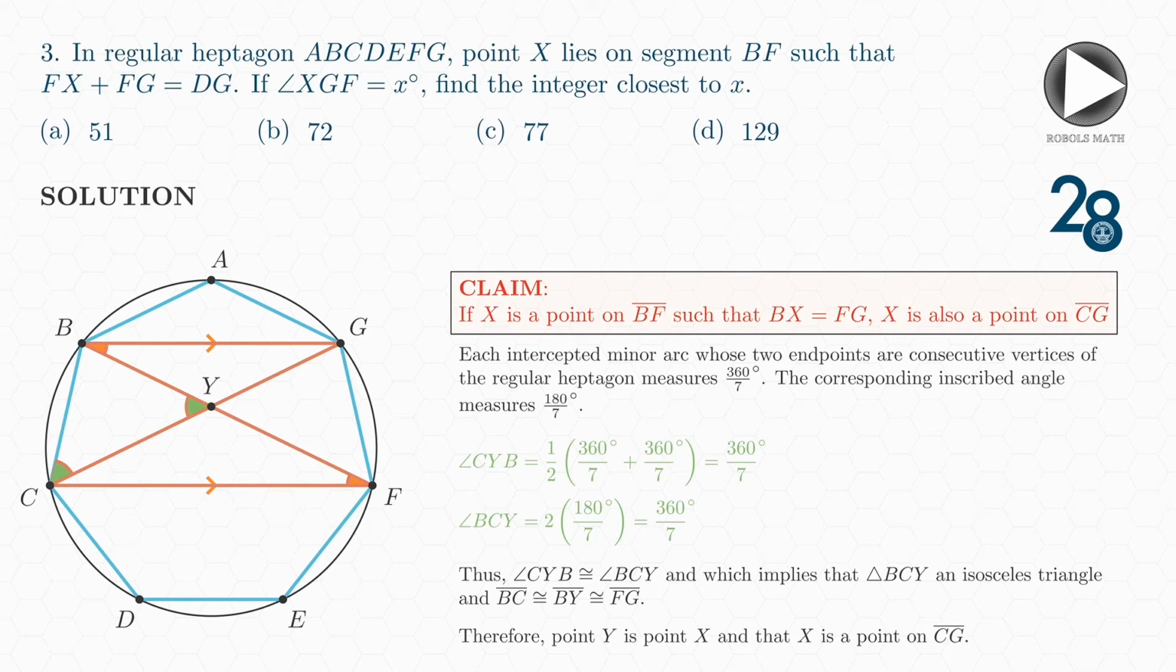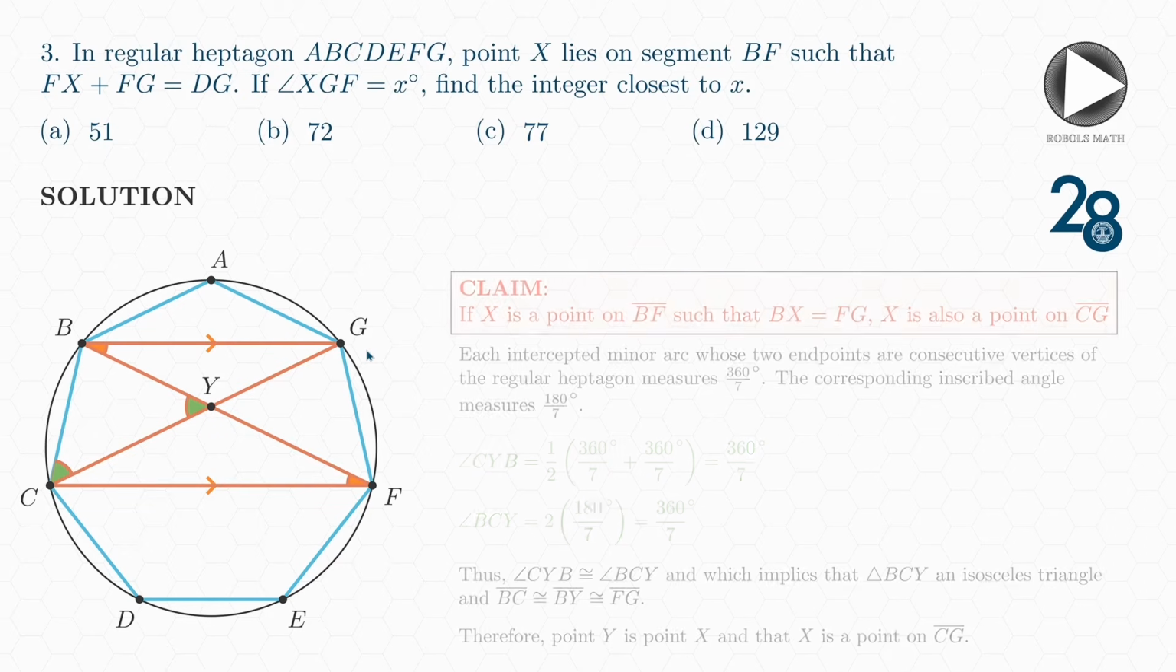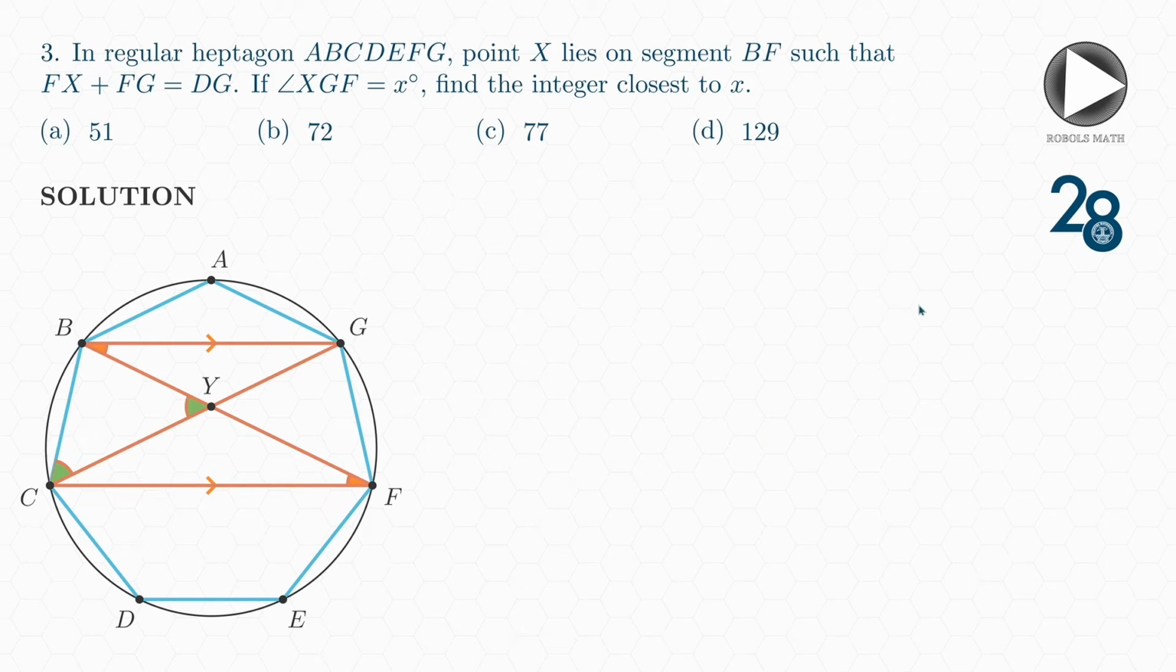Get it? I hope you get it. We have proven here that X is on the segment CG, right? I hope that's clear. And now once we know that, we can remove that explanation there and then proceed on finding the value of XGF. This is XGF. So I forgot to change this one. Again, this point Y is this point X. So we're looking for XGF.